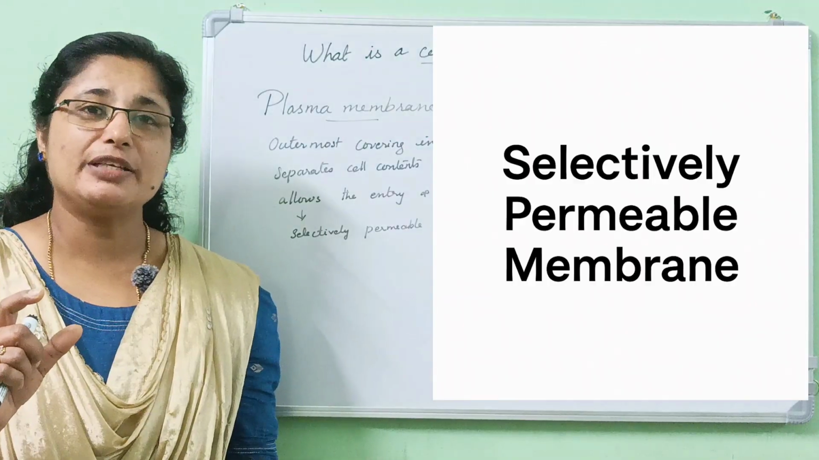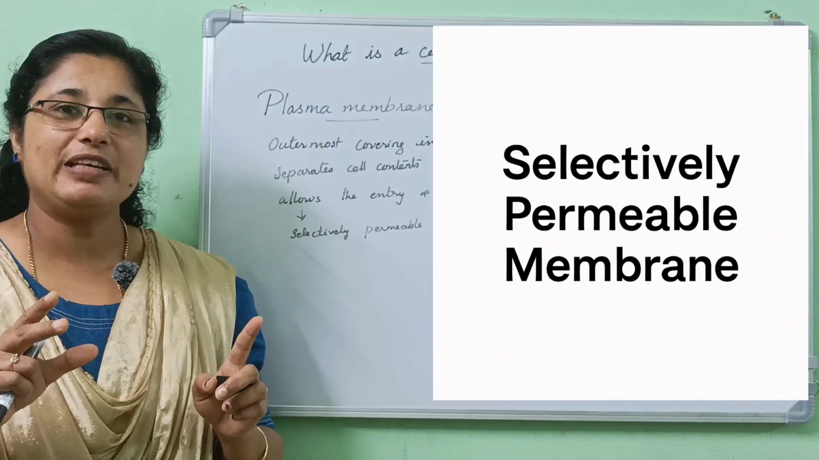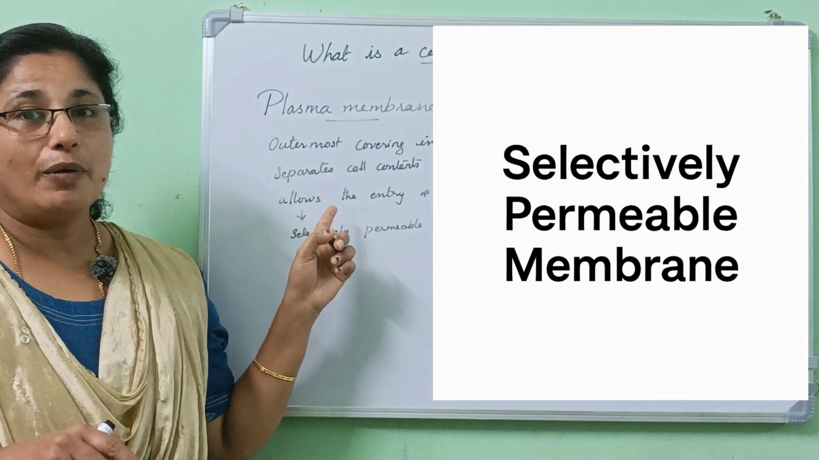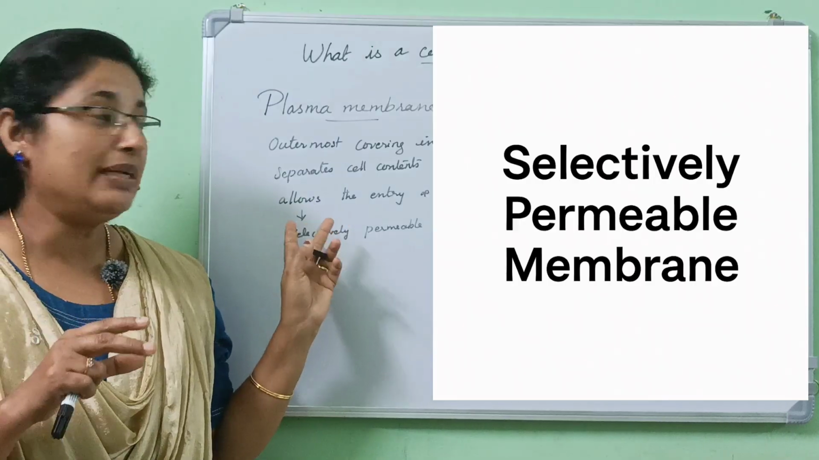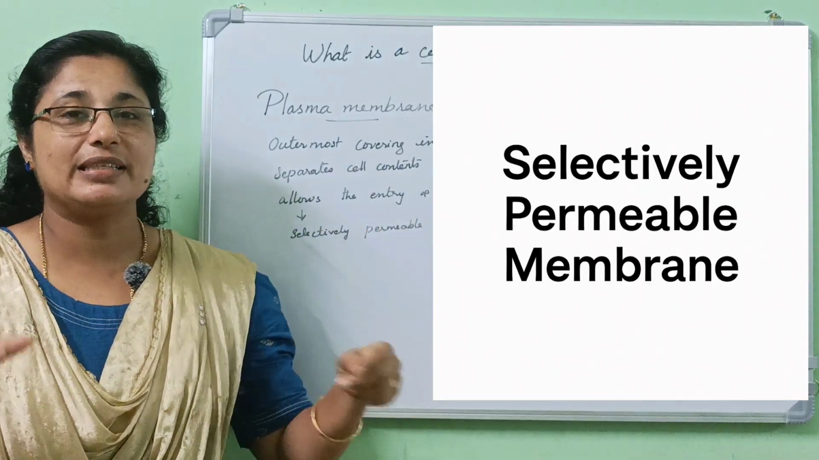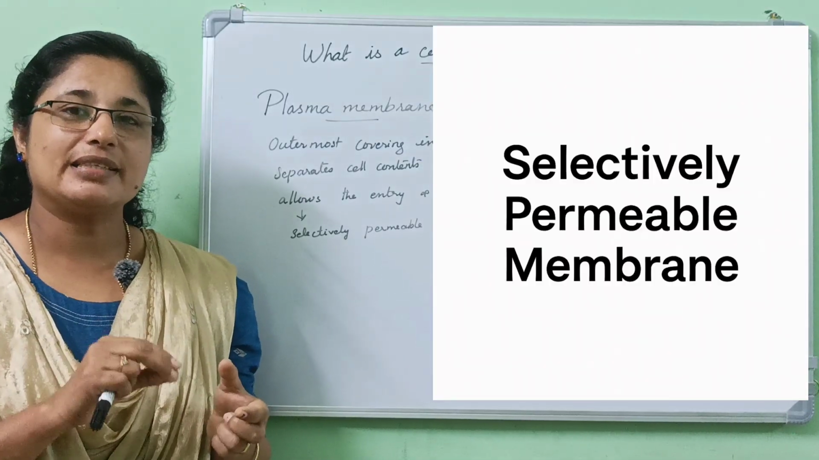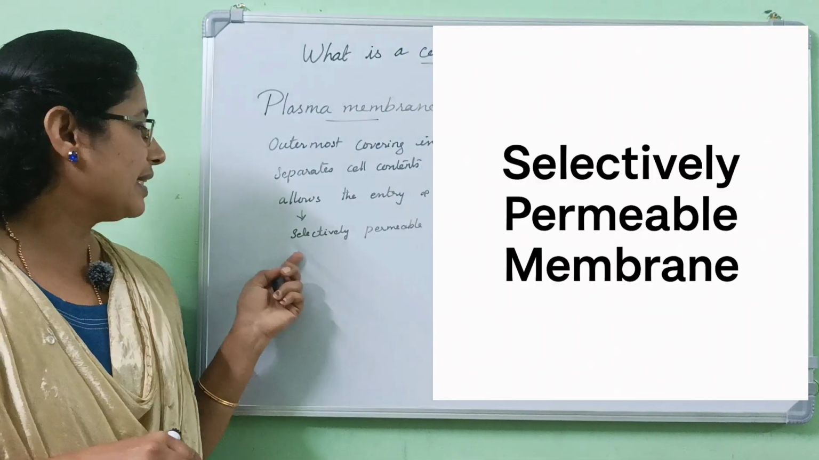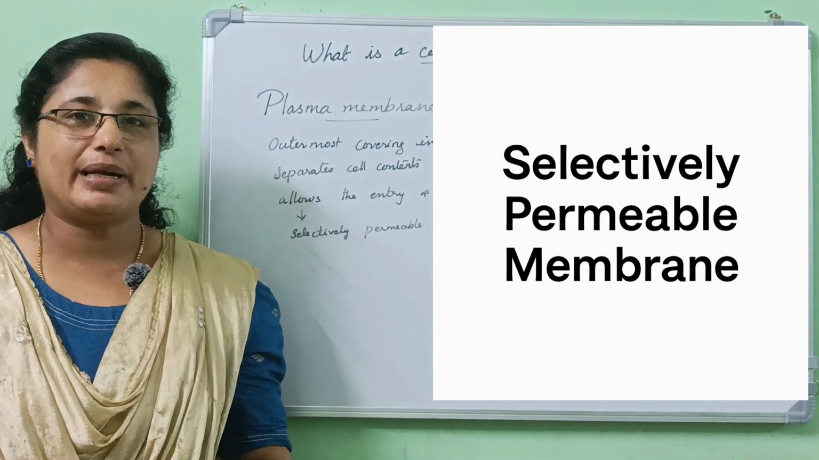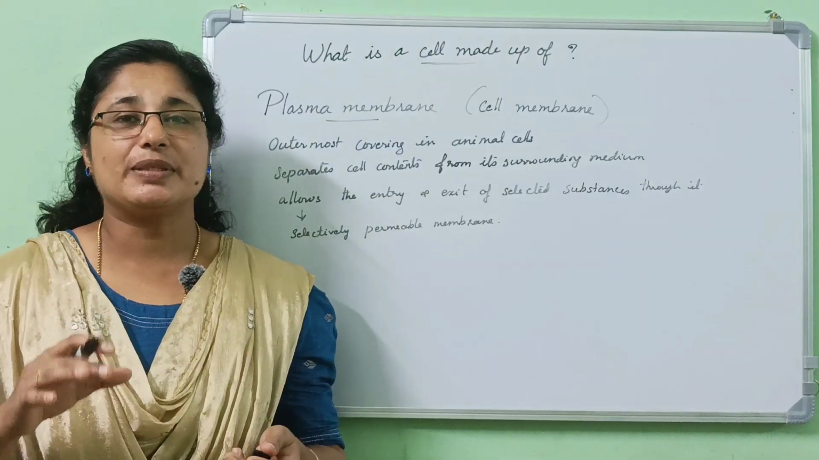Why is the plasma membrane called a selectively permeable membrane? It is called so because it permits the entry or exit of selected substances through it. That is, it does not allow the movement of all substances through it, only selected substances can pass. So we can say that the plasma membrane is a selectively permeable membrane. Now we have studied that the plasma membrane allows the movement of only certain substances through it.